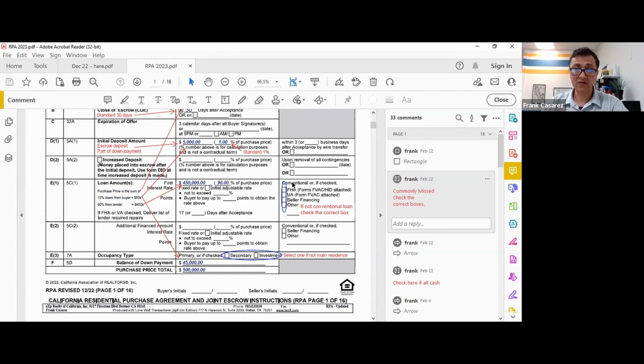If it's a conventional loan, it already is assumed here because it says conventional or. If it's something other than conventional, then go ahead and check the appropriate box. Other than conventional, the most common is going to be either FHA or VA. There's seller financing. That gets really complicated. I'm not even going to go into it. Hardly anybody even dare go that direction. And other, there might be some other products out here, but it's mostly conventional, FHA, or VA.